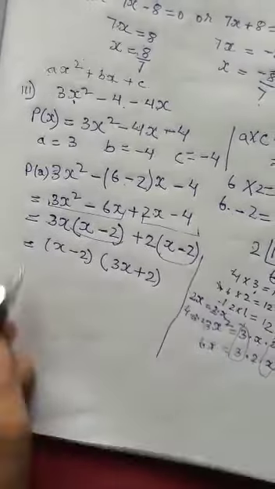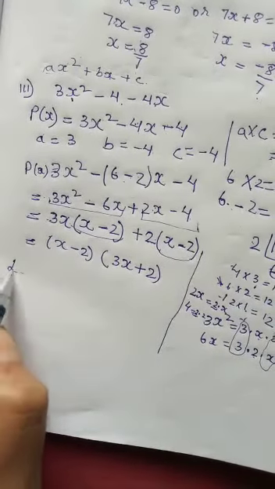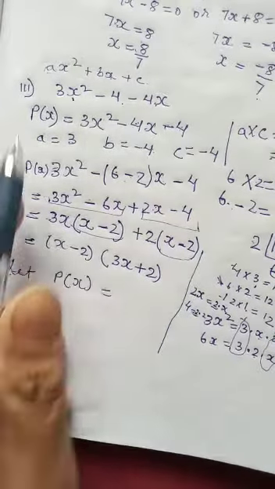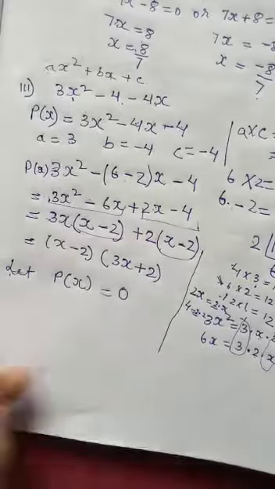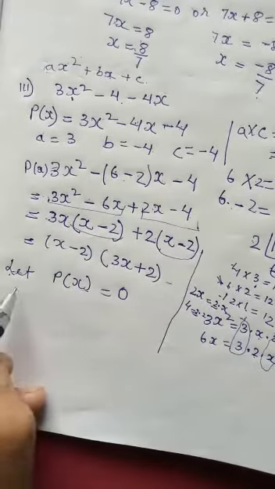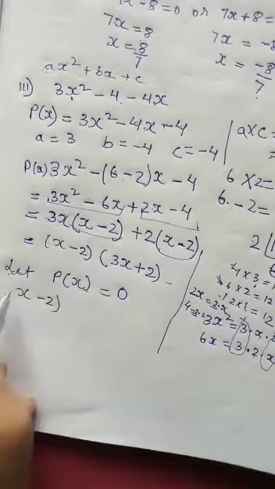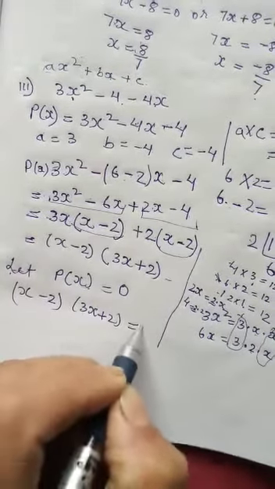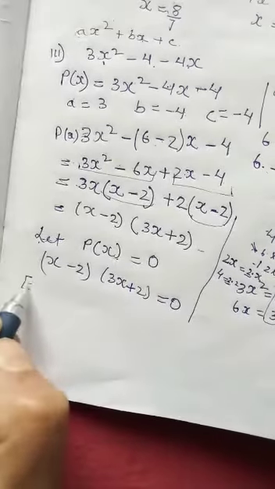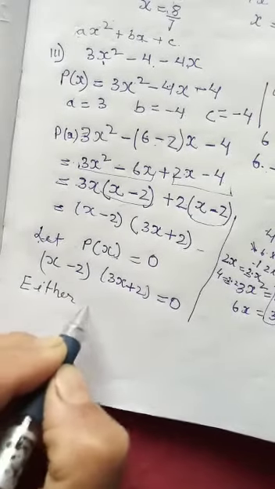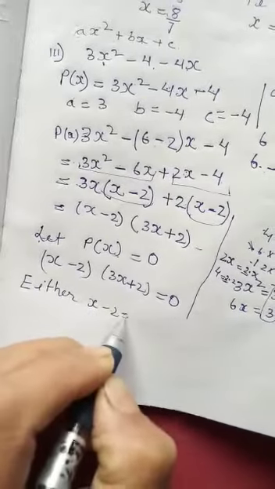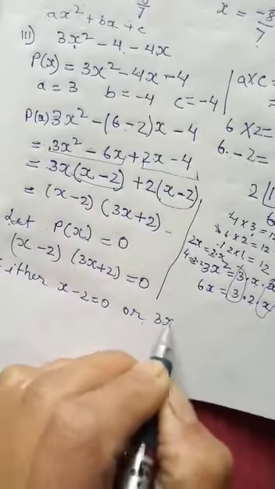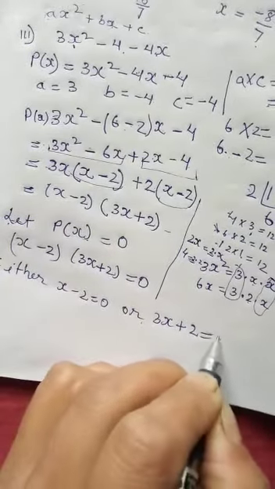That is the end part. But remember what is our aim? We have to find the zeros. That means the value for x or y. So we take the polynomial to be equal to 0. Instead of this, we'll replace with this one. X minus 2 whole 3x plus 2. It will be equal to 0. Now we can break it. Either the first part equal to 0 or the second part equal to 0.